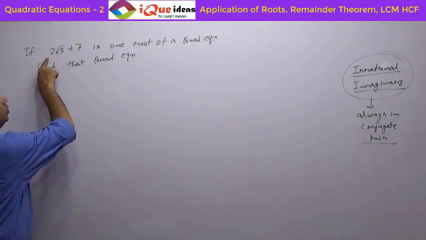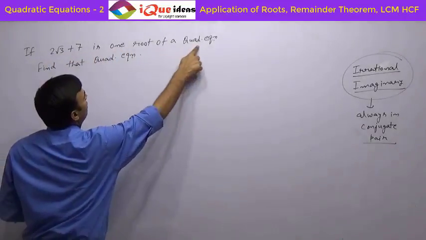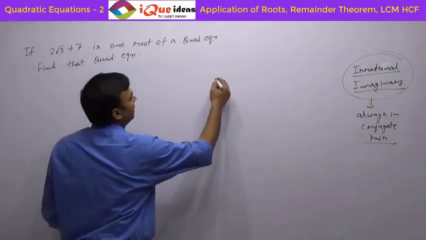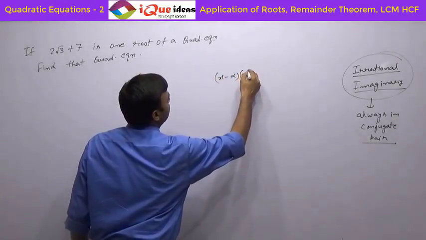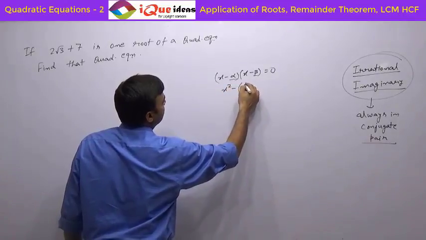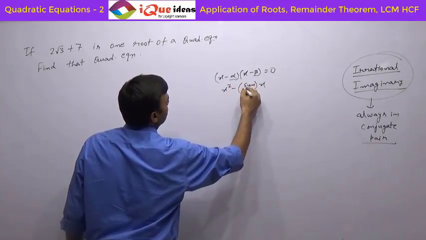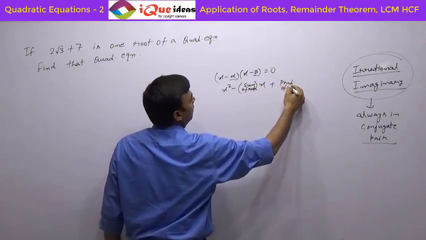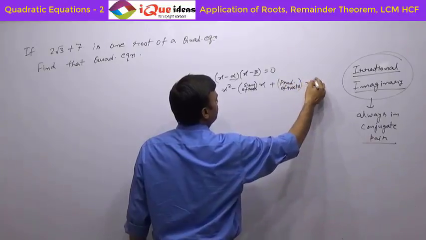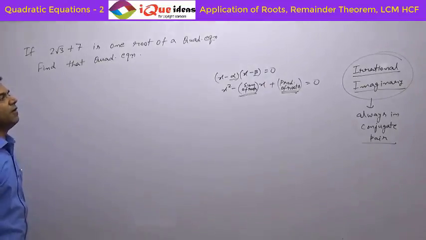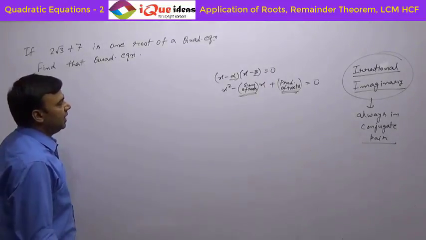It says if 2 root 3 plus 7 is one root of a quadratic equation, find that quadratic equation, right? How do we go about it, right? The formula that we have is either x minus alpha into x minus beta equal to 0. So we need both alpha and beta, or it is x square minus sum of roots into x plus product of roots, right? For that also, to find the sum we need both the roots, and to find the product also we need both the roots. Right? In this case, there is only one root given. Nothing to worry. Right? How?